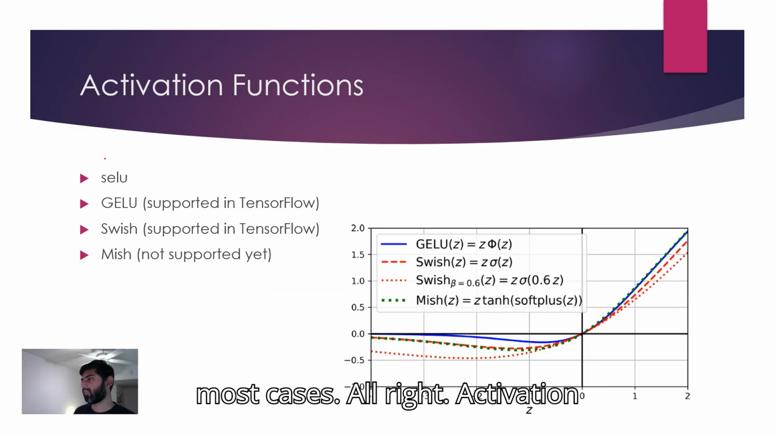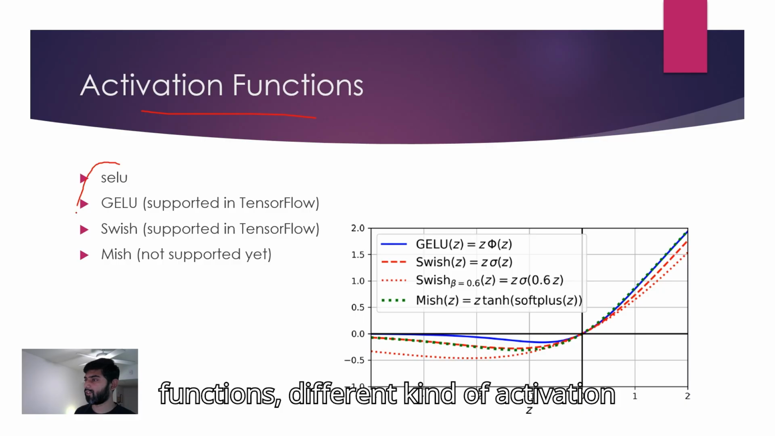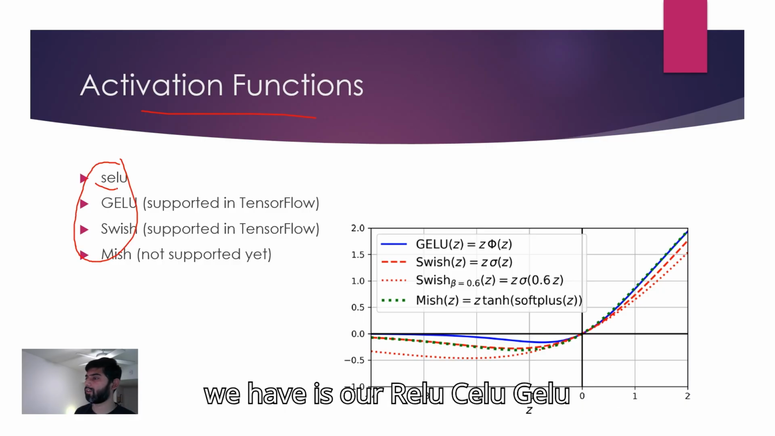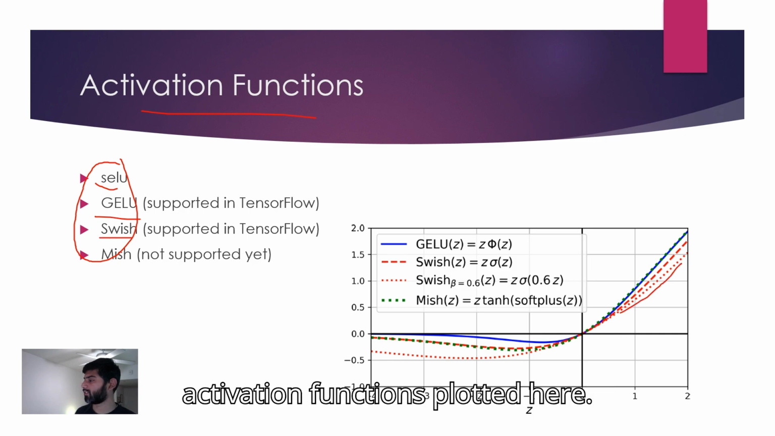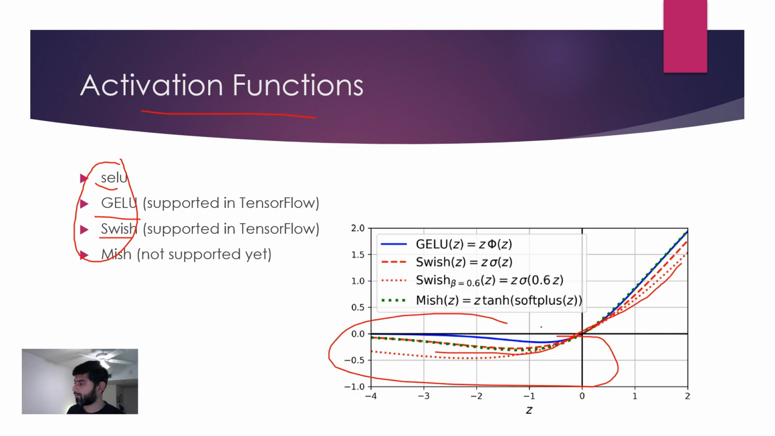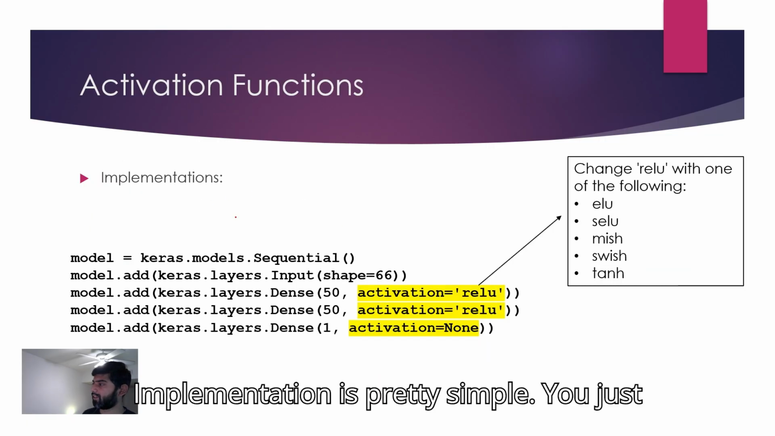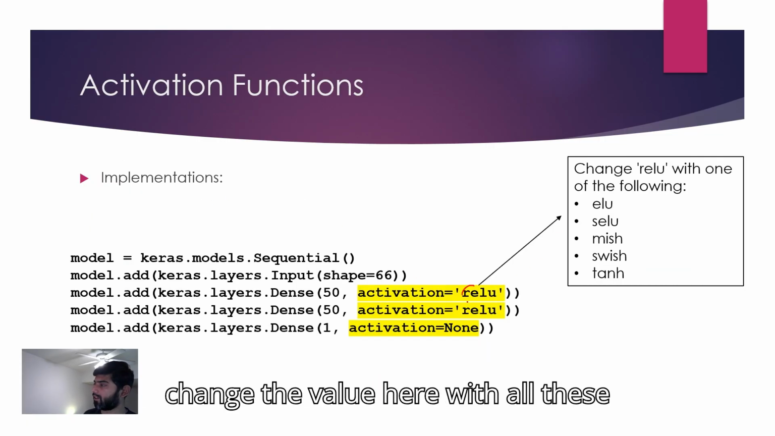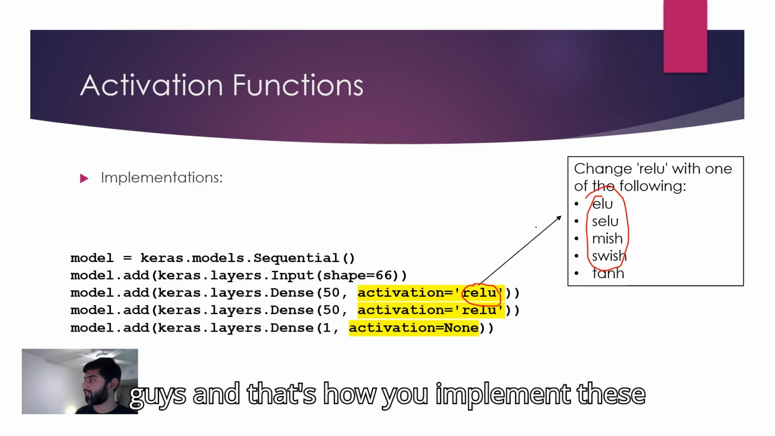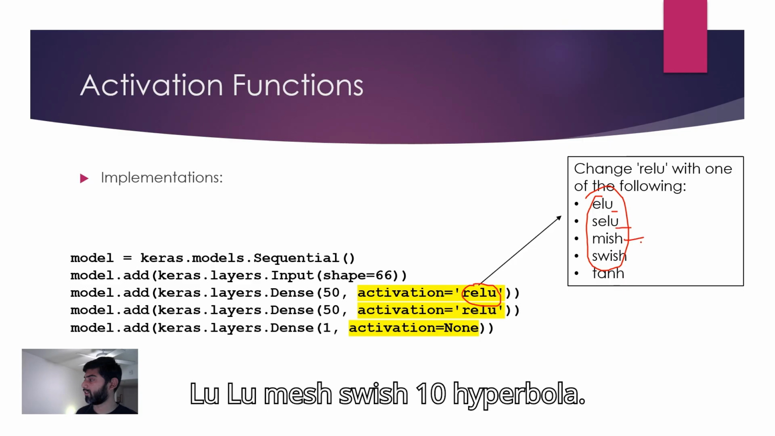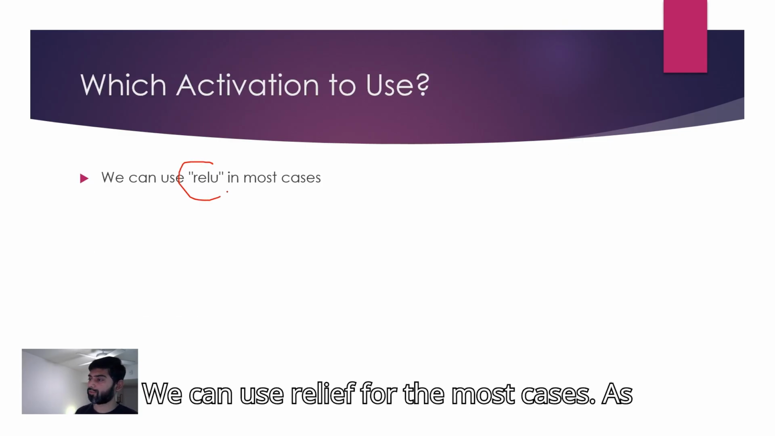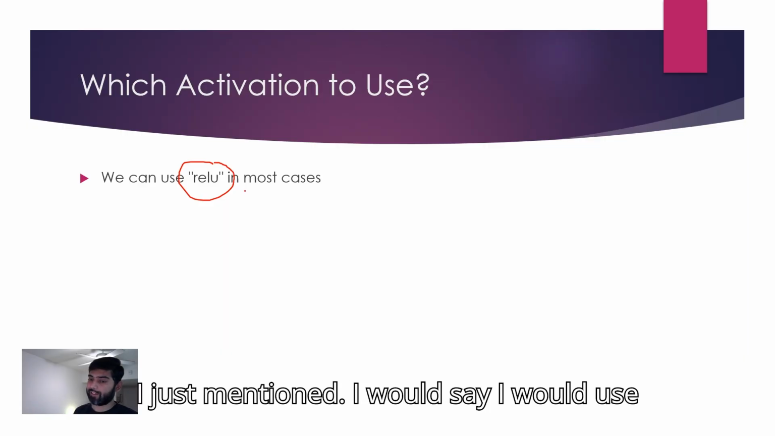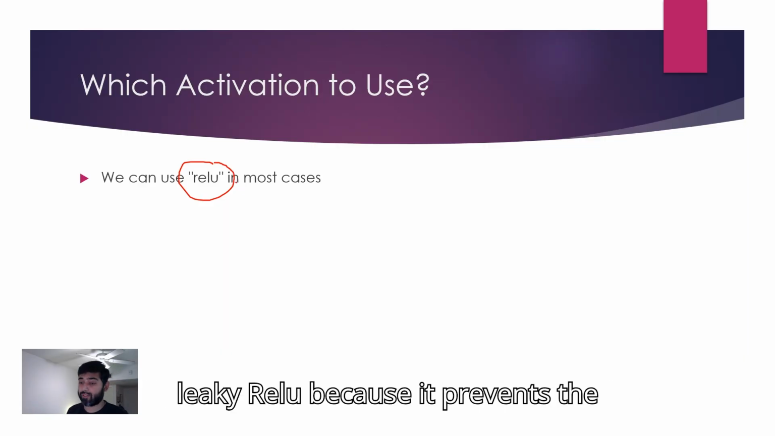All right, different kinds of activation we have are ReLU, CELU, GELU, swish, mish, and these are different activation functions plotted here. Implementation is pretty simple. You just change the value here with all these guys, and that's how you implement these ELU, CELU, mish, swish, then hyperbola. We can use ReLU for the most cases. As I just mentioned, I would use leaky ReLU because it prevents the problem of dying neurons.